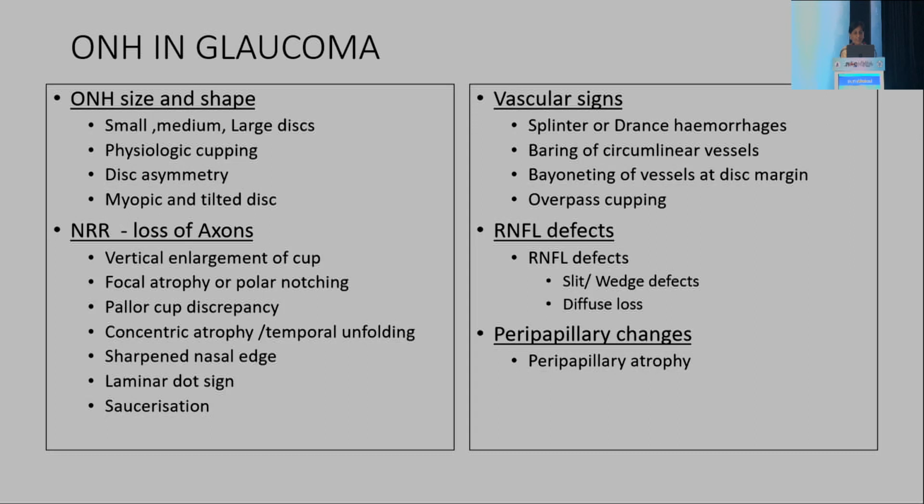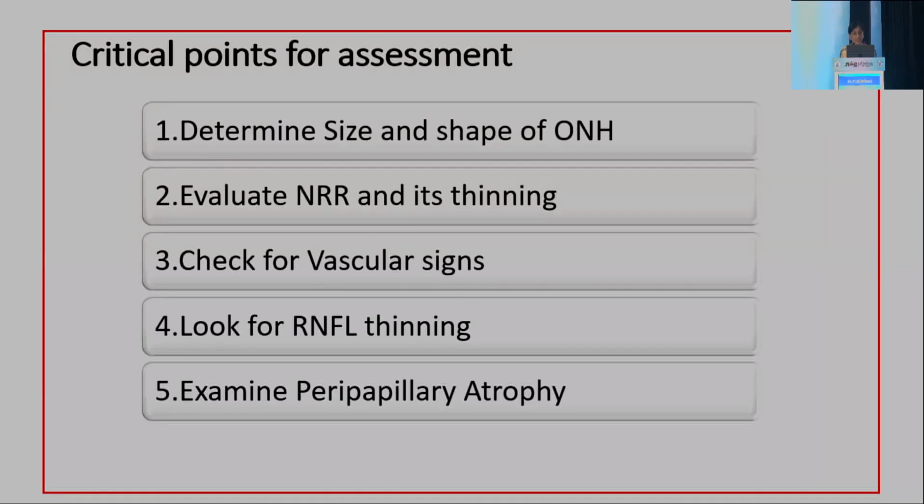There are various signs of glaucoma depending on these 5 categories. These are: determine the size and shape of the optic nerve head, evaluate NRR and its thinning, check for vascular signs, look for RNFL thinning, and examine the peripapillary atrophy.